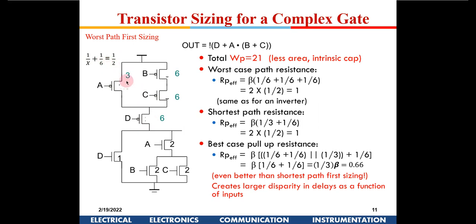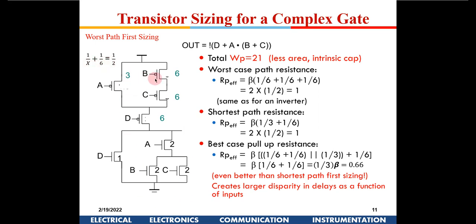Because finally I have to get an effective W of 2, so I put 1 by 2. This is like adding resistances, where the resistance is inversely proportional to the width. So I write this equation, and from here I get X is equal to 3.